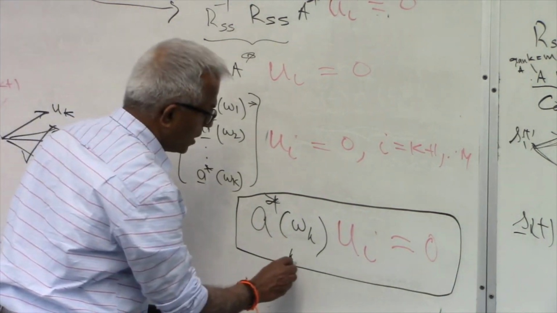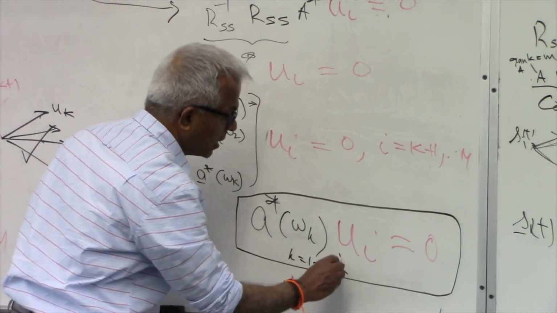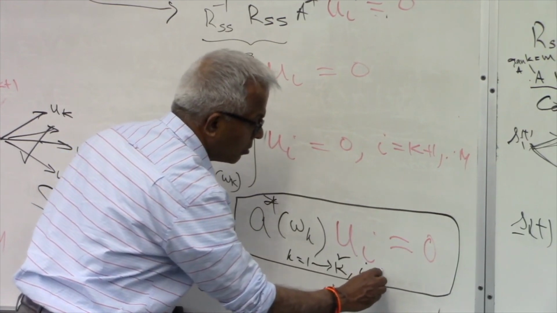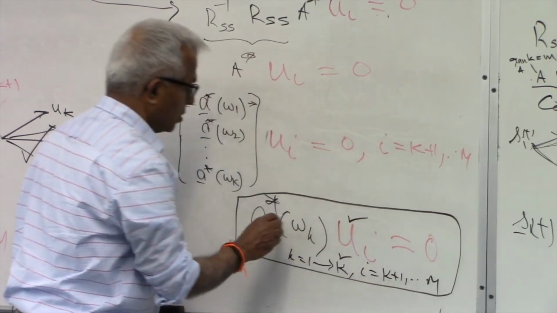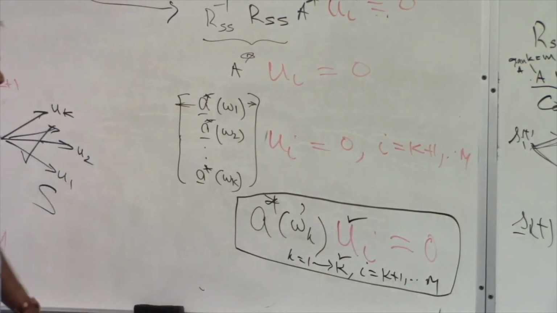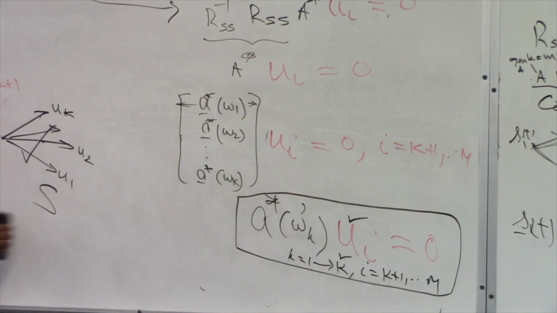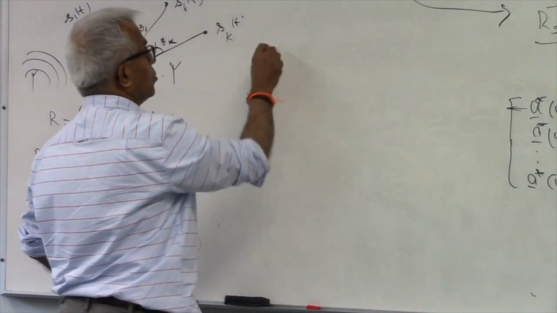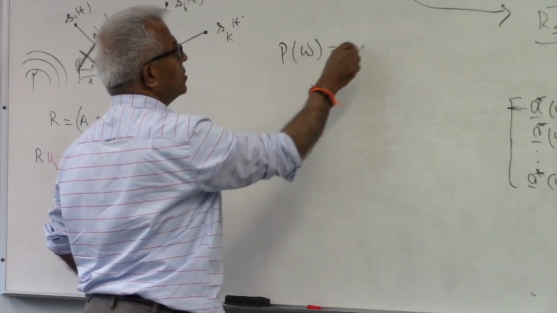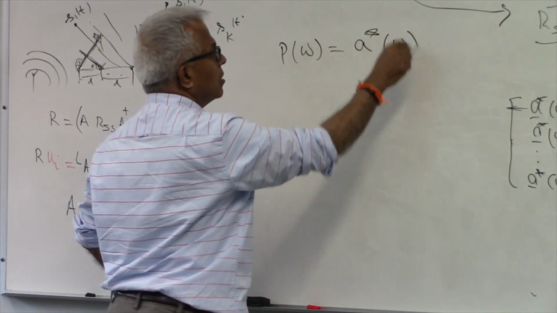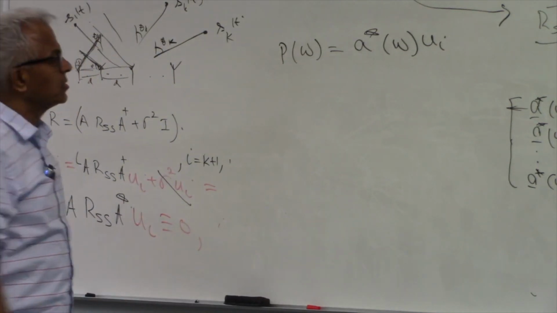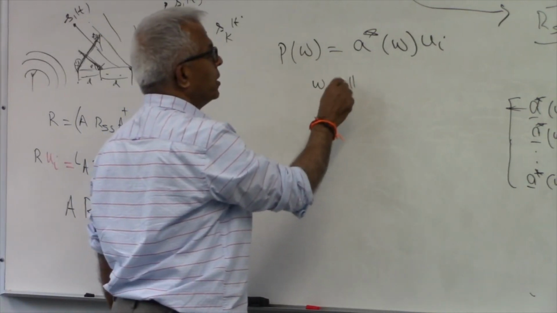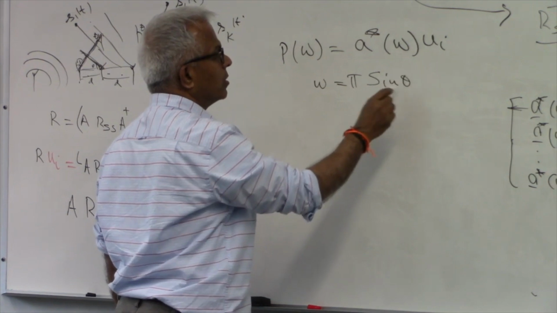So this is true for i equal to k plus 1, etc. up to m. K at this point is known. These are known. The omega k's are not unknown. So what we could do is, you could plot this quantity with omega as pi sine theta, unknown, right?